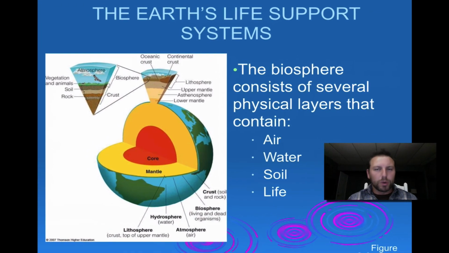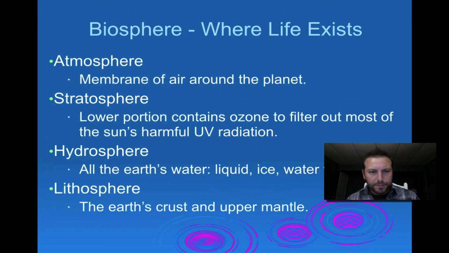Earth has many life support systems. This biosphere contains several physical layers that contain air, water, soil, and life. These are what help maintain the Earth. This is what the Earth has, and this system has been molding it to allow it to go as long as it's been going. Each part is as crucial as the next, and we'll go into each of these definitely during the course.